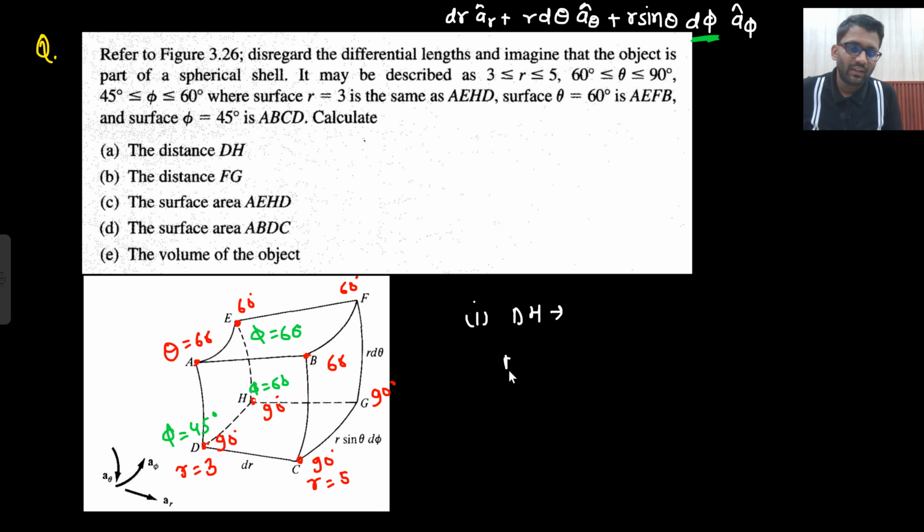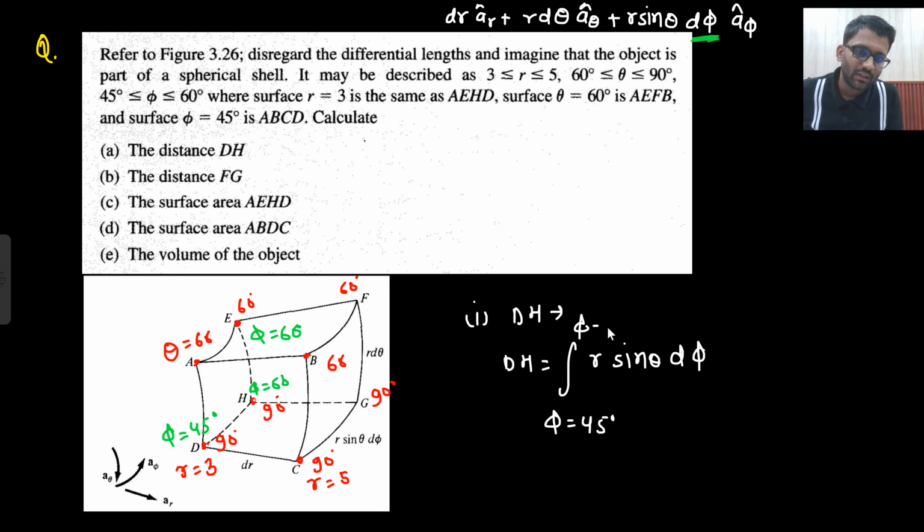My length dh will be what? Your phi is changing. So r sin theta d phi. And from where to where is phi changing? Phi is changing from 45 degree to 60 degree. Okay. What is the value of r? R is constant here, that is 3. So I can take it outward. What is the value of theta? Theta is also constant, that is 90 degree.